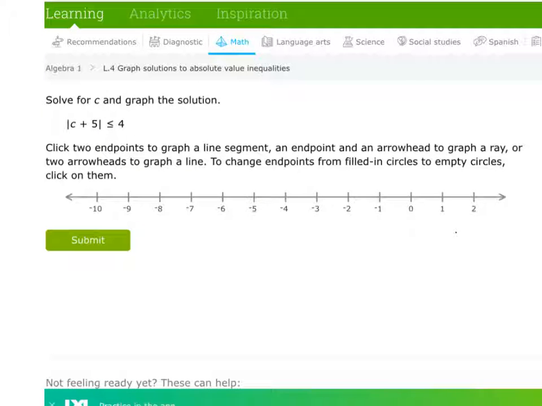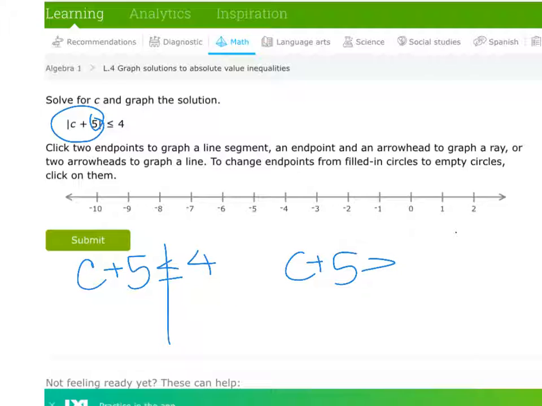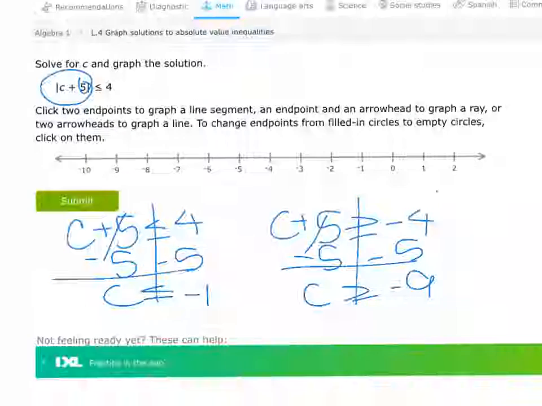This screencast is some extra practice example problems for IXL L4. So first thing I'm going to do is take my absolute value part and set it up into two inequalities. One looks exactly the same. The other, we are going to change the inequality symbol and change the sign of the 4. So I'm going to solve both of those.